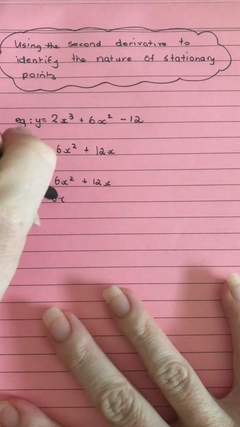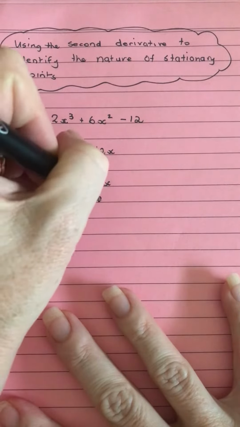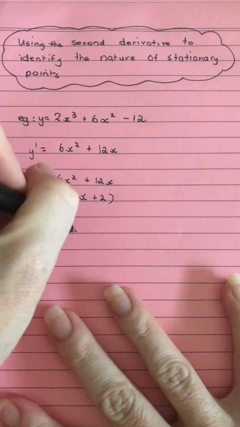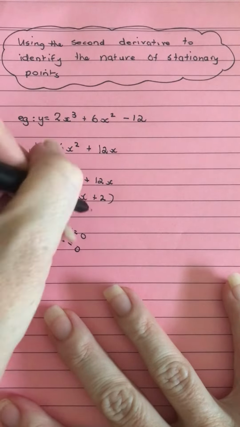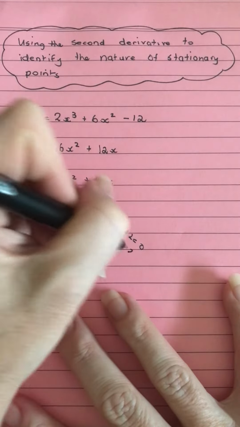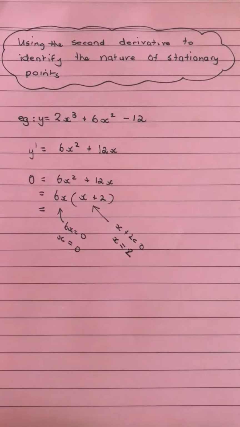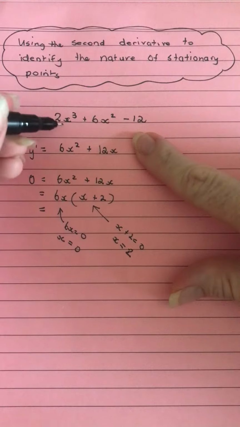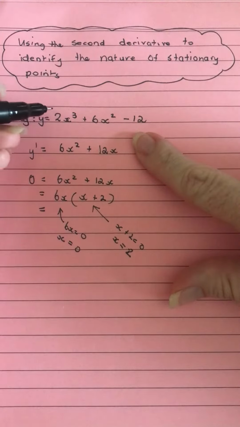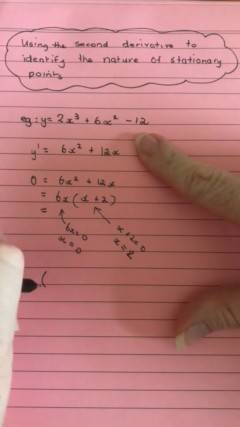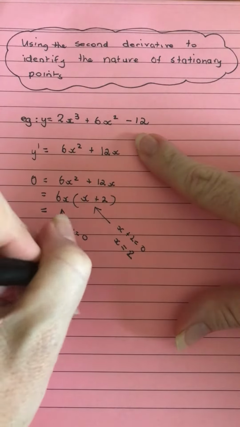We can factorise that as 6x outside of x plus 2. So then we can say that 6x is equal to 0, so x is equal to 0, or x plus 2 is equal to 0, so x equals minus 2. We can then sub the x values back in to work out the y. So if we've got the 0, we would have 0 cubed is 0 times 2 is 0, plus 0 minus 12, so our coordinate would be 0, negative 12.